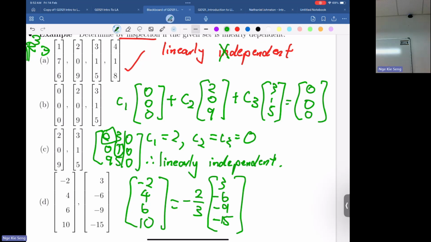Okay. So you can see that if these two are linearly dependent, then they are really scalar multiples of each other. Or you can take the scalar to the other side, right? Then it's the same. Okay, any questions so far?